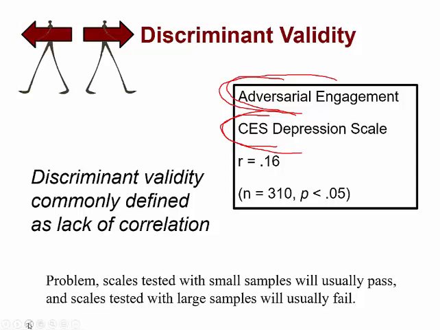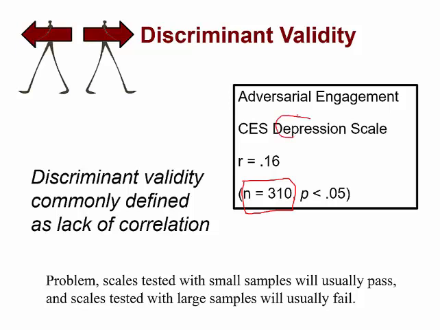So in this example, I have a sample of 310 people, and when I tested the correlation between depression and adversarial engagement, I got a correlation of 0.16, which was a very small correlation, but my sample of 310 people was big enough to still make this a significant correlation. So if I'm following the usual approach for testing discriminant validity, I would say I have a significant correlation, and because it's significant, I have failed to demonstrate discriminant validity, because what I really wanted was a non-significant correlation.